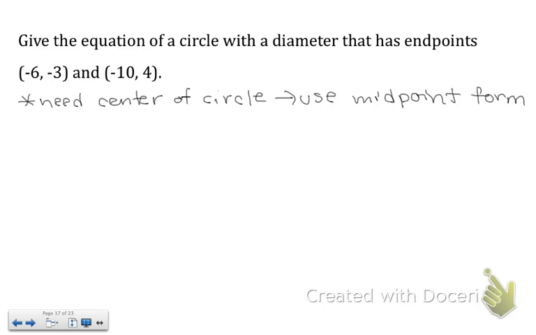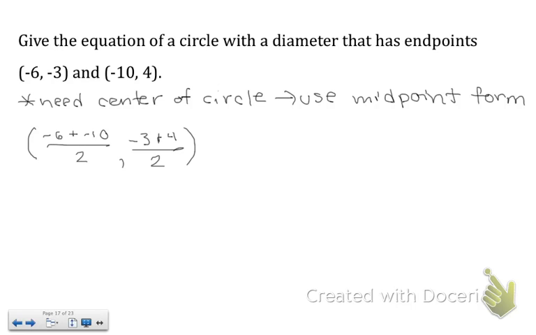Okay, so remember that with the midpoint formula, we need to find the average of the x's and we need to find the average of the y's. So we add up the two x coordinates, divide them by 2, and we add up the two y coordinates and divide them by 2. So we end up with (-6 + -10)/2, and (-3 + 4)/2.